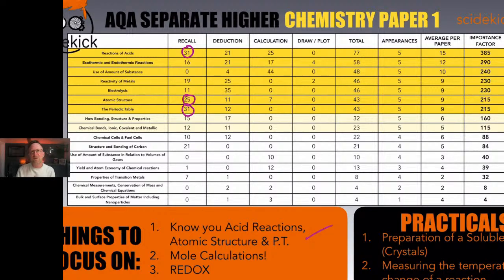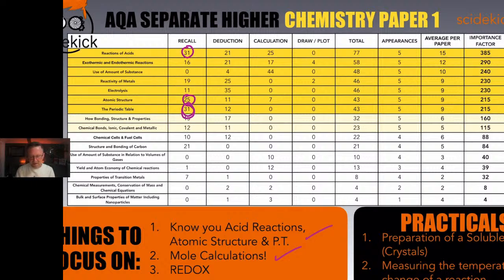Atomic structure, obviously knowing all the different particles, knowing how that relates to the periodic table. So obviously the number of shells is what period it's in, the number of electrons in the outer energy level is what group it's in. So knowing your way around the periodic table, all that stuff about Mendeleev as well. Those are the top 3 things for you to revise, okay? And make sure you know what things are and how they work.